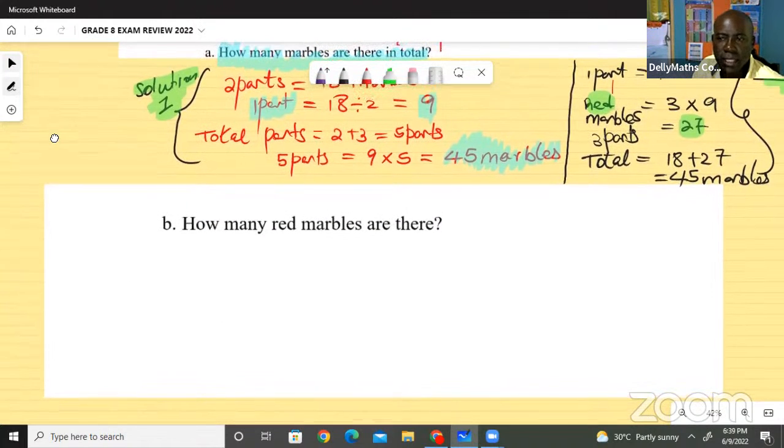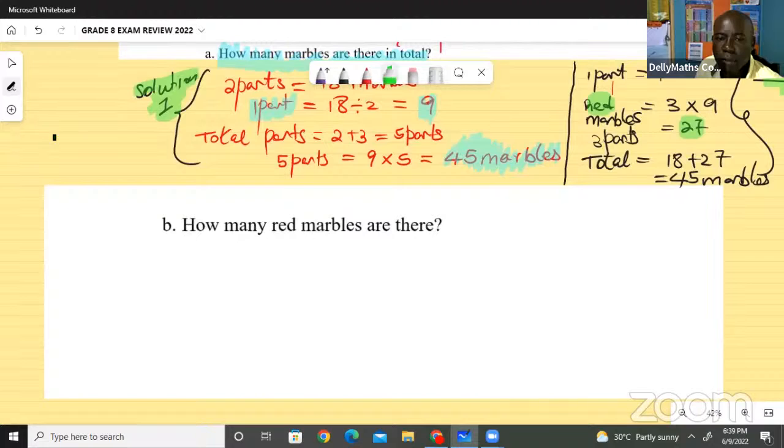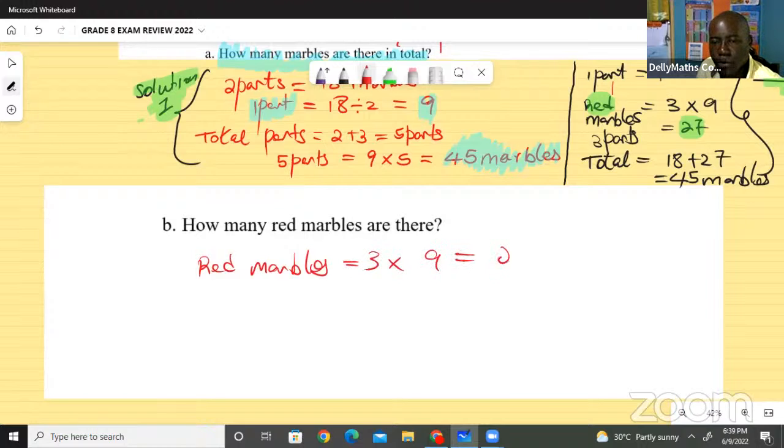Now, the question here is asking, how many red marbles are there? Well, we could see that the red marbles would be 18 because we just worked it out there. The red marbles is equal to 3 times 9, and that will give you 27, right? So the red marbles would have been 27. We worked it out already. So there it is, 27. Very good, 27.